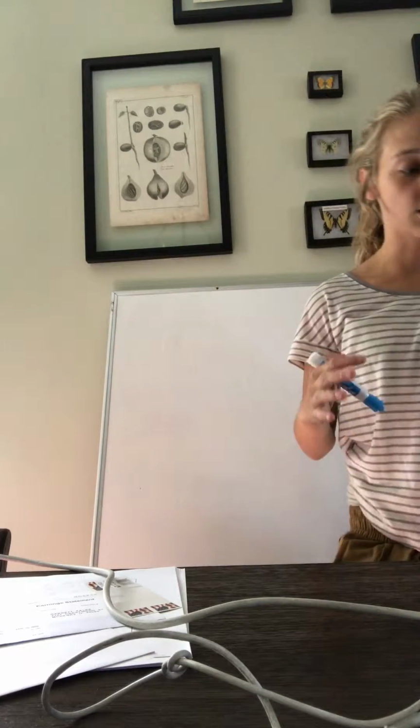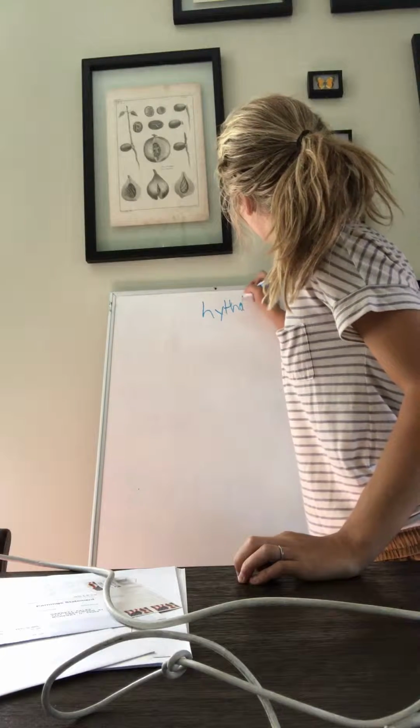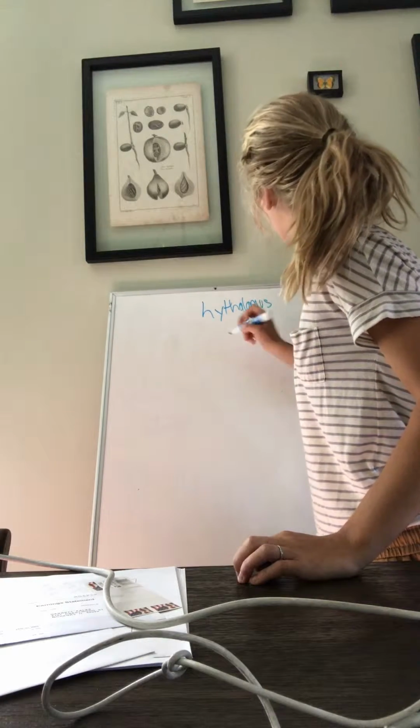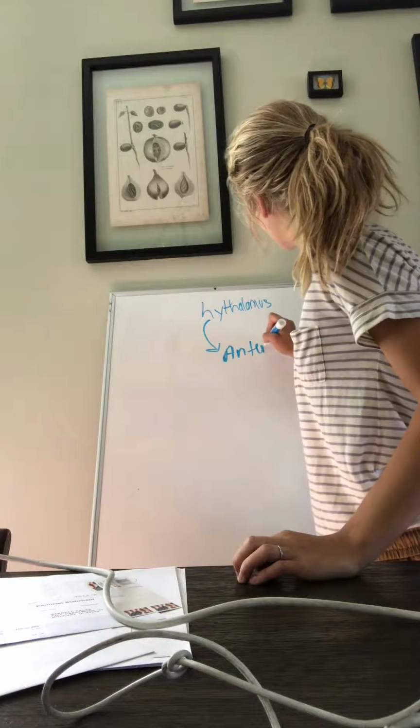So I'm going to do the breakdown of the thyroid hormone, and I'm going to break it down into little pieces. So how it begins is it begins in the hypothalamus. And then from that point it actually goes to the anterior pituitary.